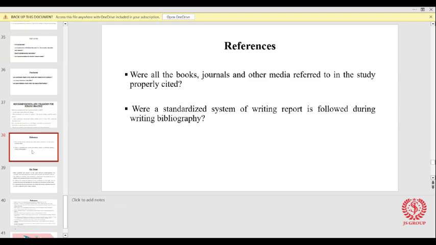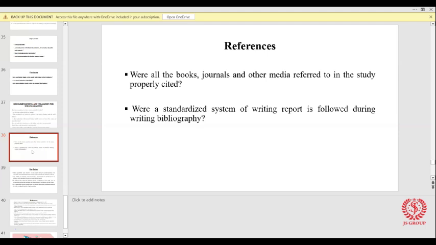Next one is references. While reading the research report, we have to check the references, including the style of reference and whether they followed the format: APA style, Vancouver style, whichever style the researcher followed, and whether it is acceptable for the particular institution. Additionally, we have to check whether all the books, journals, any other media, and electronic databases they referred to have been properly cited in the references or not.